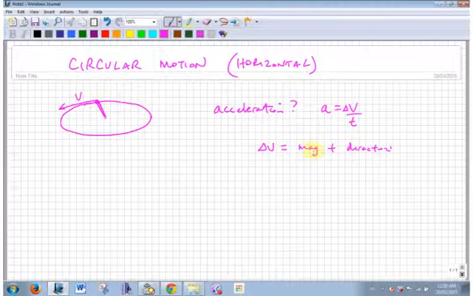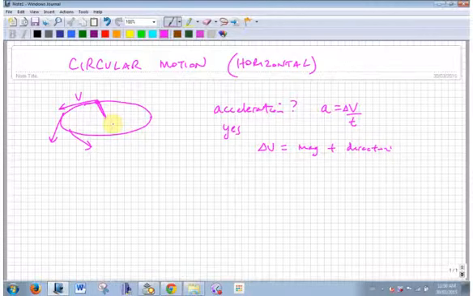Okay, so the magnitude might be the same, but direction is always changing, isn't it? So yes, it is accelerating. There is acceleration. Even though the speed remains the same, the direction is constantly changing. So yes, there's acceleration.